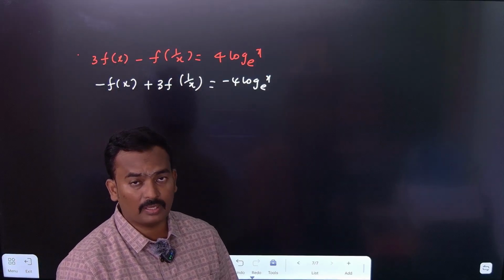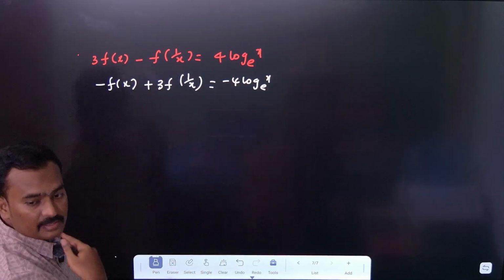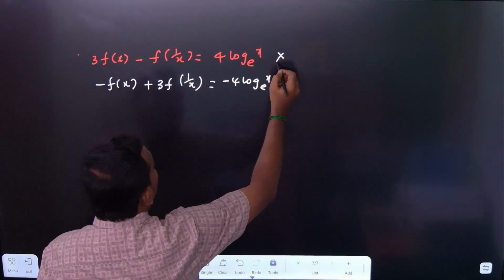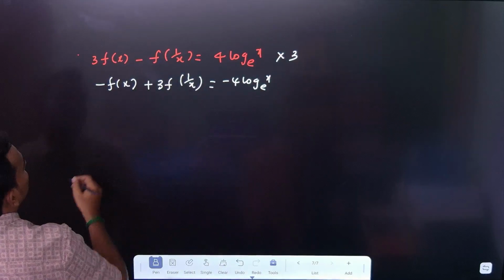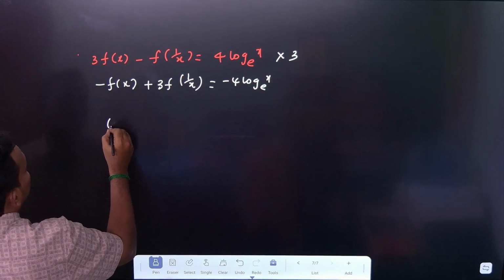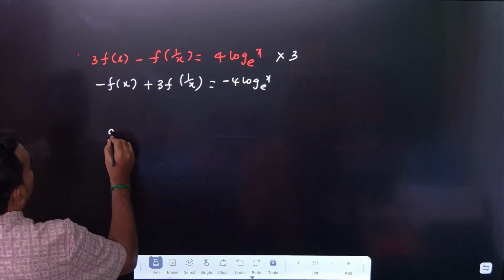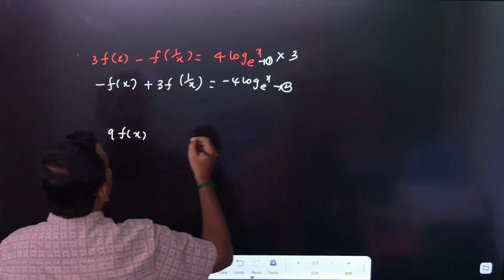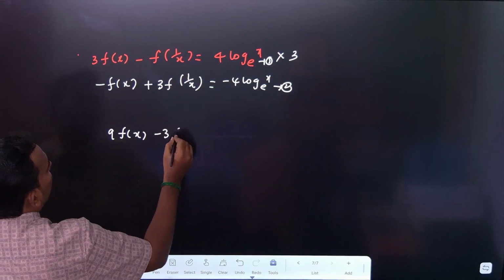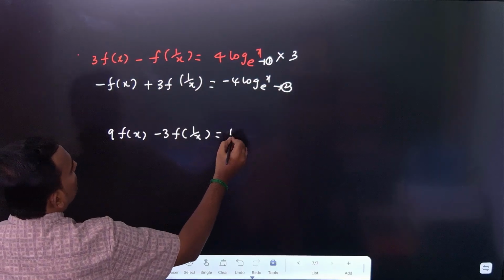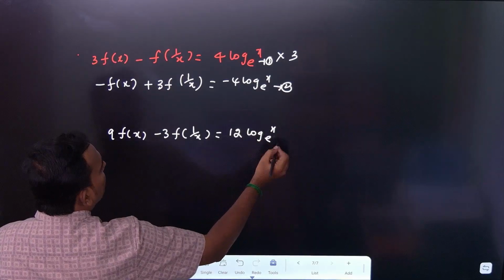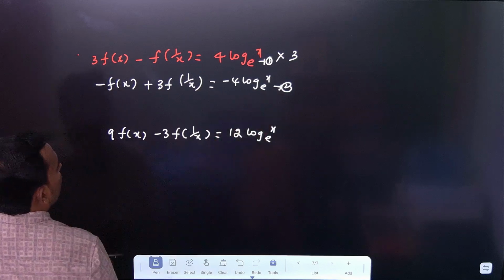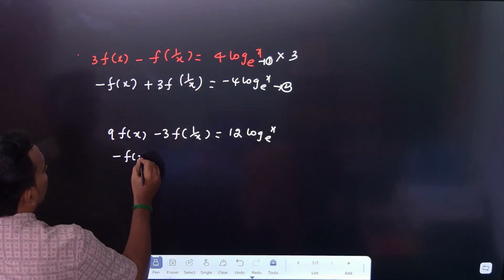Now, how to eliminate these equations? We need f of x only. Who is disturbing here? F of 1 by x is disturbing. How to remove this? Just multiply the first equation by 3. What will we get? So 3 into 3 is 9, so 9 f of x. This is your first equation. This is your second equation. You can multiply by 3: minus 3 times f of 1 by x is equal to 12 times log x base e. Got it?